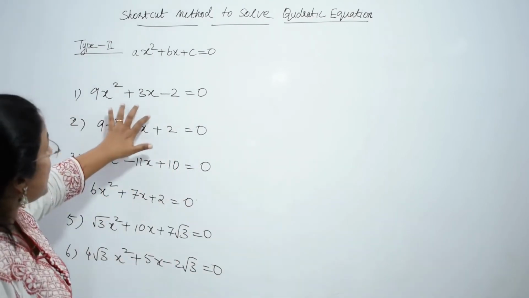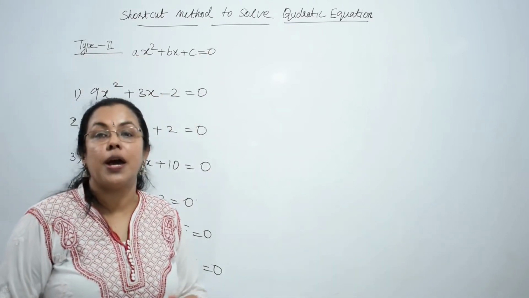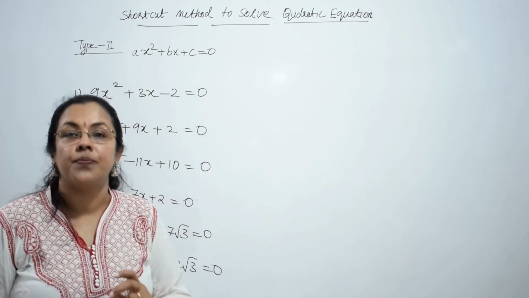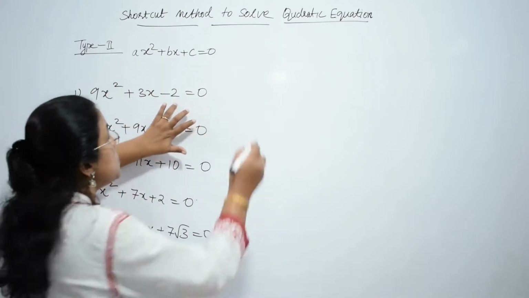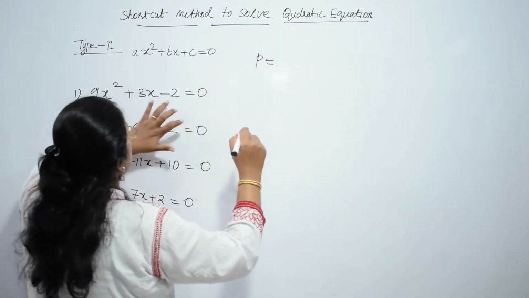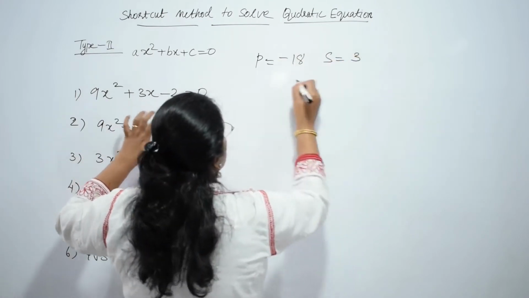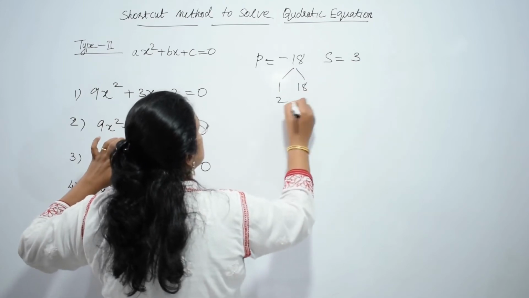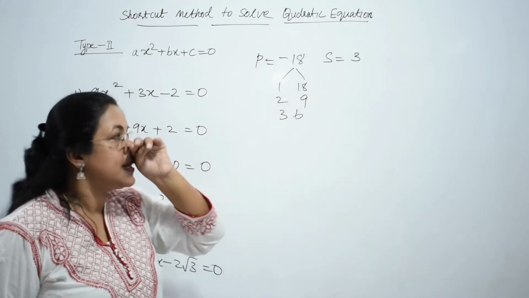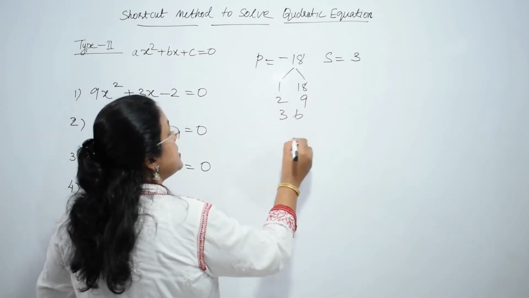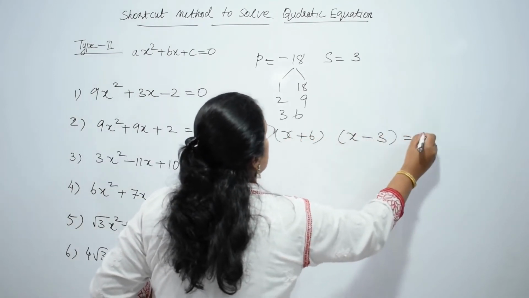Look at this question. 9x square plus 3x minus 2 is equal to 0. Again, this is of the form ax square plus bx plus c is equal to 0. Then what is the first step? You have to find out two numbers whose product is 9 into minus 2, that is minus 18, and sum is equal to 3. Factorize 18, 1, 18, 2, 9, 3, 6. Which pair of factors satisfies this condition? 3 and 6 means x plus 6 into x minus 3 is equal to 0.